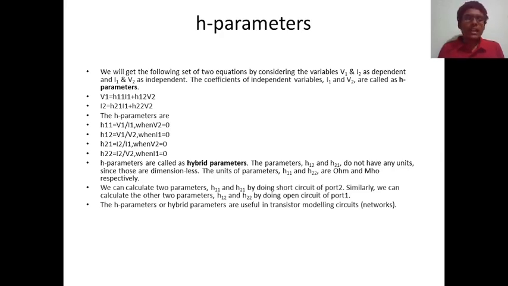We can calculate two parameters, h11 and h21, by doing short circuit of port 2. Similarly, we can calculate the other two parameters, h12 and h22, by doing open circuit of port 1. The H parameters or hybrid parameters are useful in transistor modeling circuits of networks.